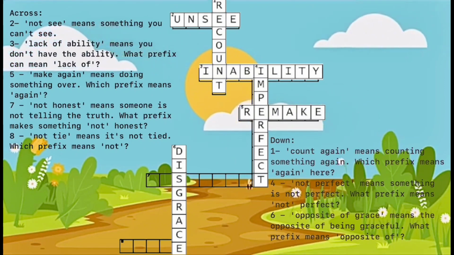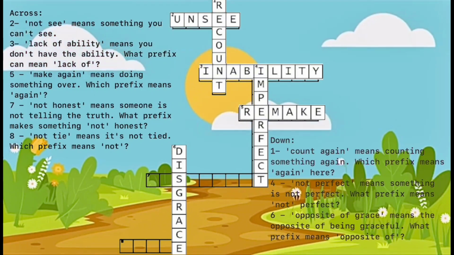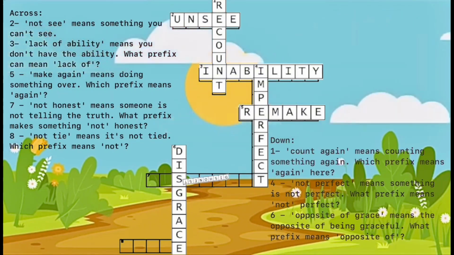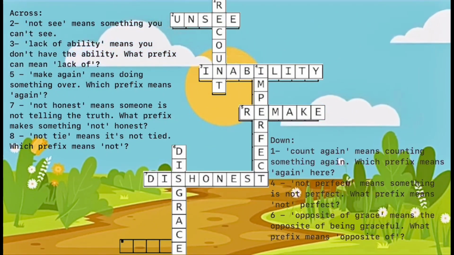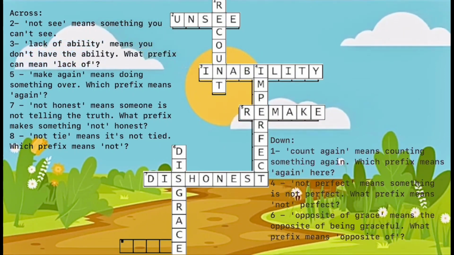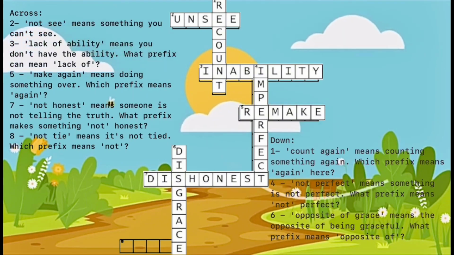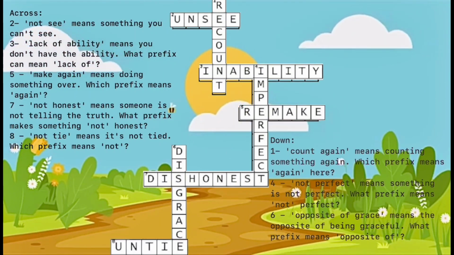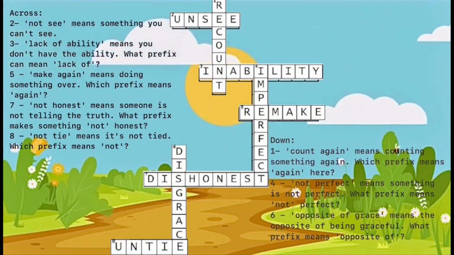In number 7, across section, we have not honest. What is the prefix that means not honest? Outstanding! The answer is dishonest. Lastly, for number 8, across section, we have not tied. It means it's not tied. Splendid! The correct prefix here is untied.